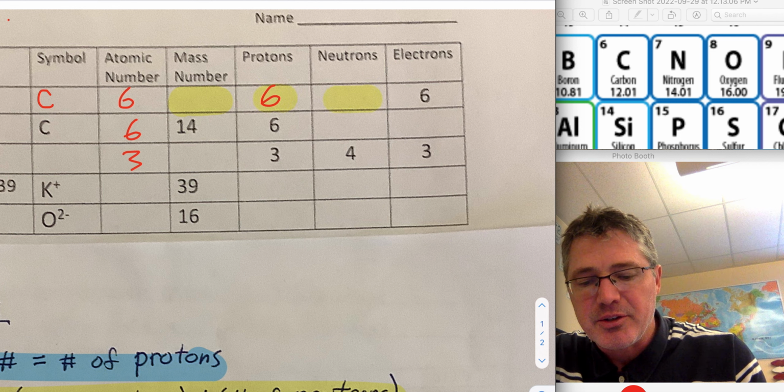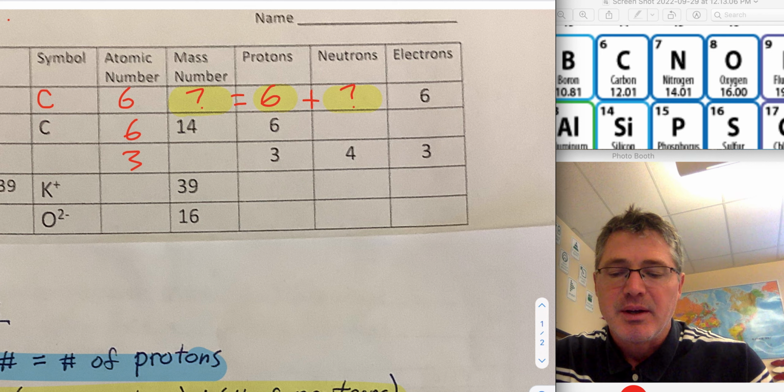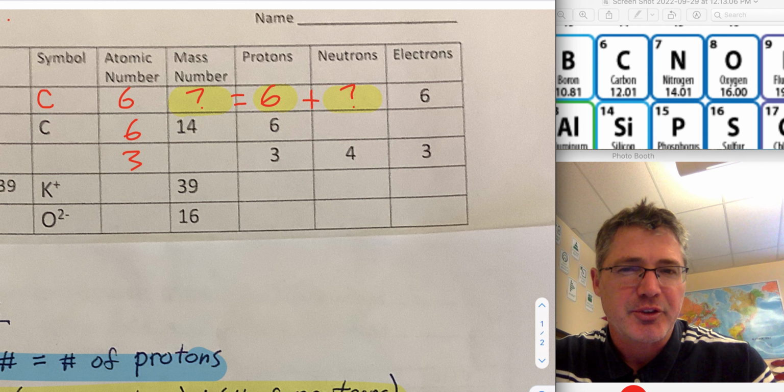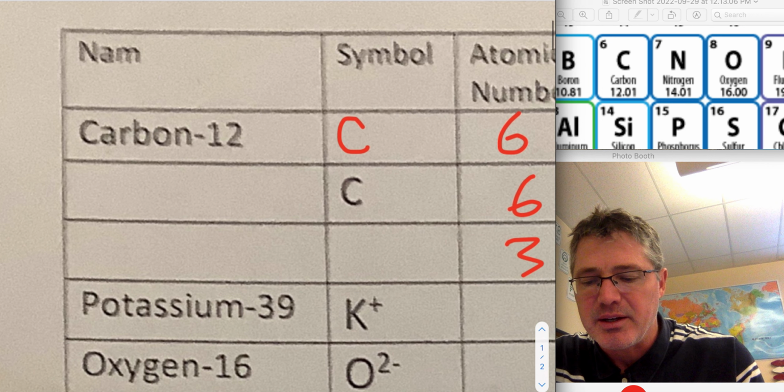So what we've got to do is take the number of protons and add the number of neutrons to it, and that gives us our mass number. The problem in this situation is we don't know the neutrons or the mass number, so it's impossible to solve that problem. But there's another clue, and the clue is right over here within the name.